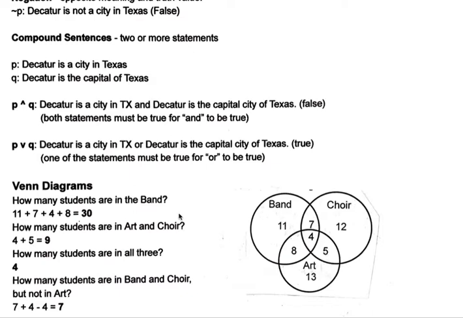All right, so let's look at some questions. How many students are in band? Now notice what we have to do. We have to take everything that's in our circle. So we got to take the 11, the 7, the 4, and the 8, and all add them up. So we have 30 students in band.